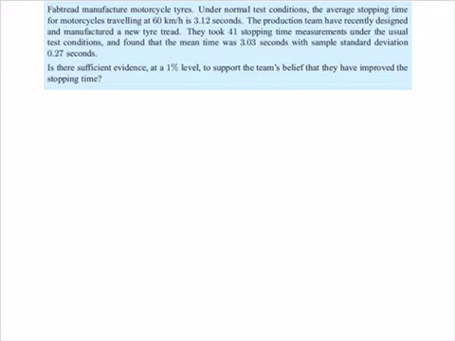All right, so last one, we've got a FabTread manufacturer's motorcycle tires. Under normal conditions, the average stopping time is 60 kilometers per hour in 3.12 seconds. The team has recently designed a new tire tread. They took 41 measurements under the usual testing conditions, found that the mean time was 3.03 and a sample standard deviation of 0.27. Is there sufficient evidence at a 1% level to support the belief that they've improved the stopping time?